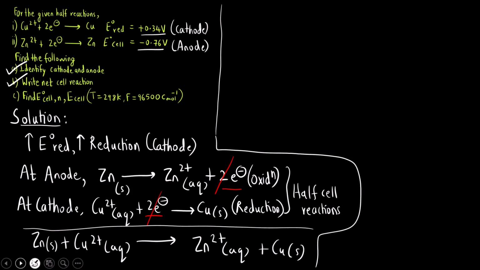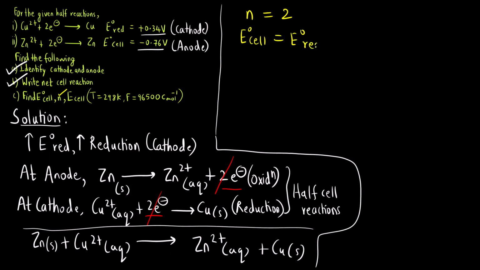Now here, how many electrons are involved? The total electrons involved are 2. So the value of n, the number of electrons involved, is 2. So we got the value of n. Now we have to find out the value of E0 cell. What will be E0 cell?